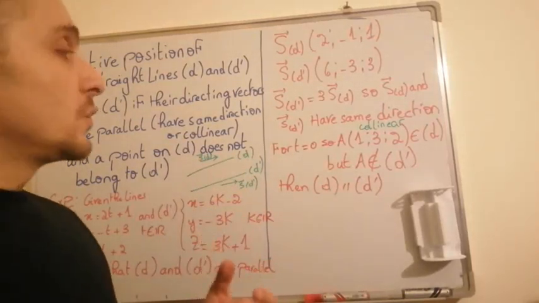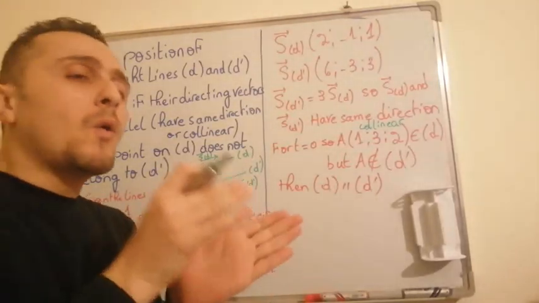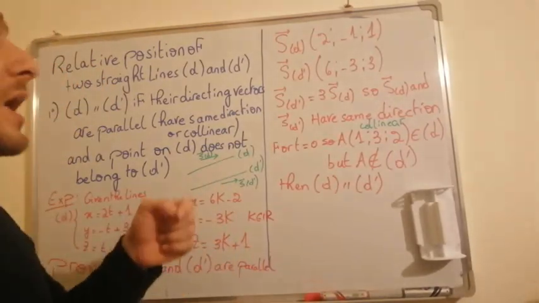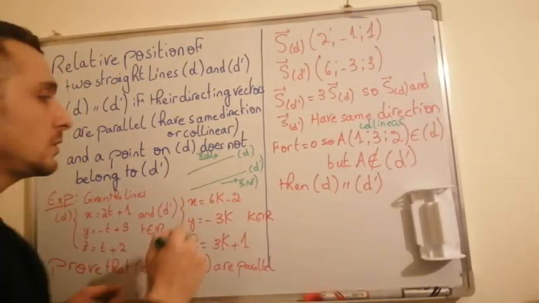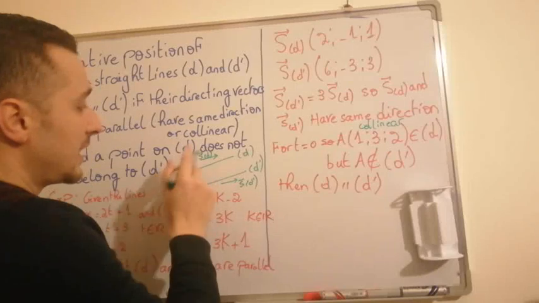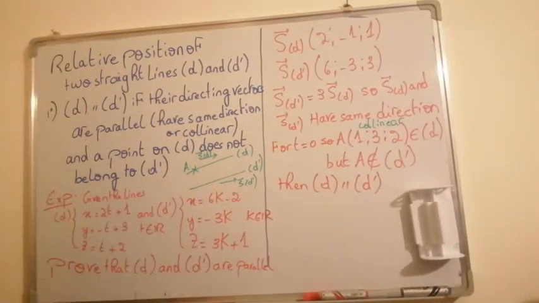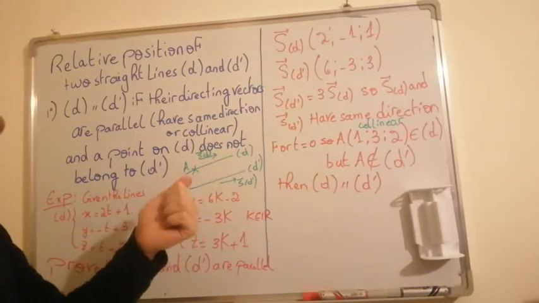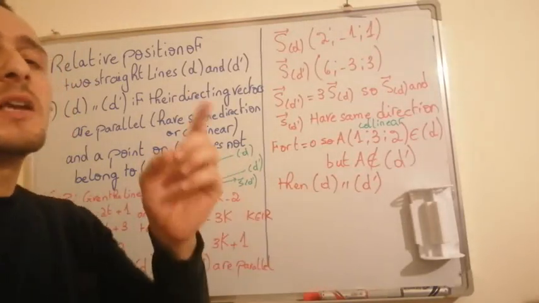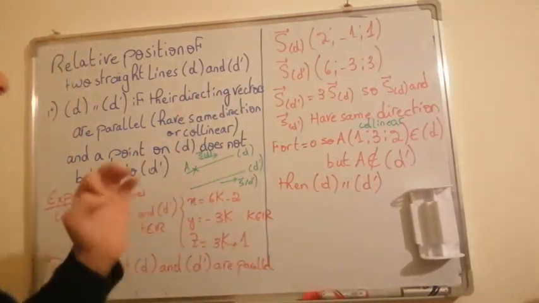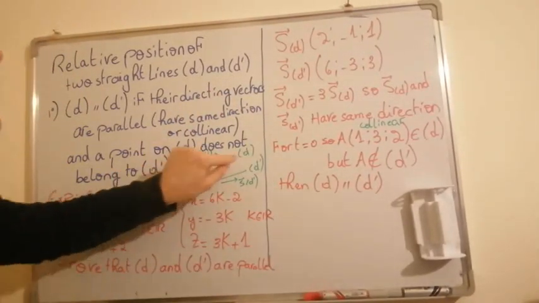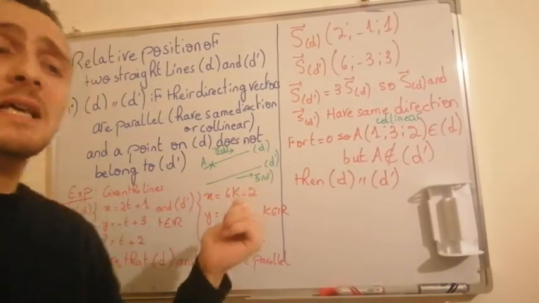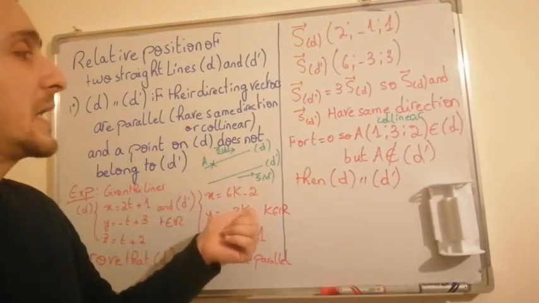Now we have two collinear vectors. So, to know if these lines coincide, I mean they represent the same line, or they are parallel, we take a point on the first line. Let A be this point. If this point belongs to the second line, then these lines are confounded. They represent the same line. But if this point A belongs to the first but doesn't belong to the second, then these lines are parallel.